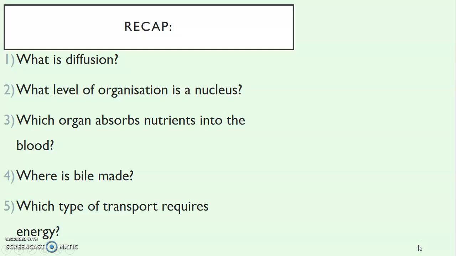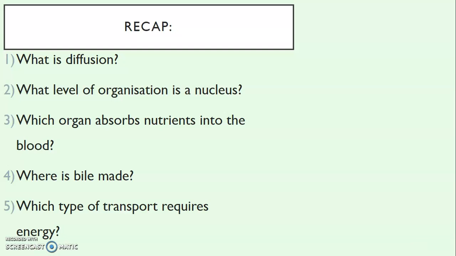This is your week 3 lesson 1 for core and for triple, and we're going to be looking at enzymes in this lesson. So we'll start off as we always do with a recap of the facts. So it's 5 questions for you.